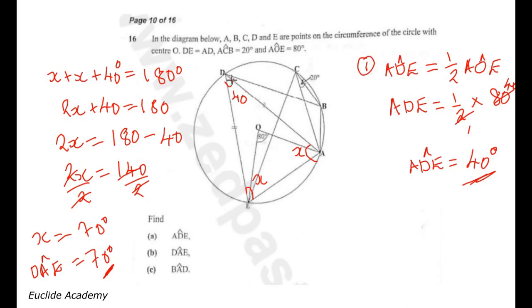For us to find angle BAD, we need to use a couple of theorems, apart from the one which says that the angle subtended at the center is twice the angle subtended at the circumference. The theorem we are going to tap into to solve this one says that angles subtended by the same chord are equal. So we are going to use the chord AB. This line is known as a chord.